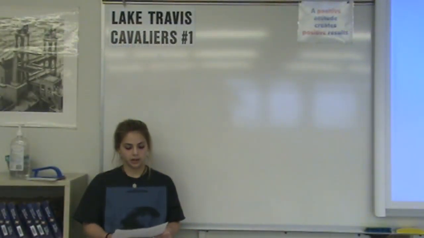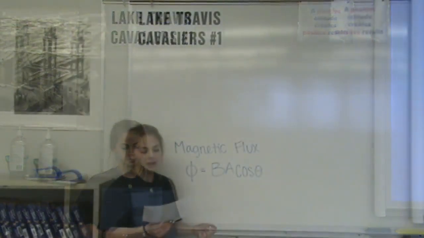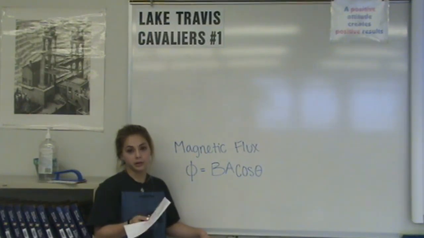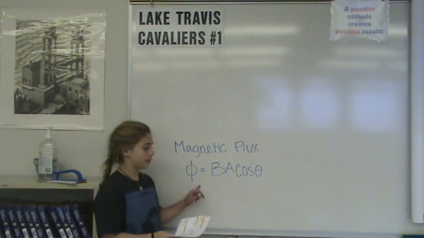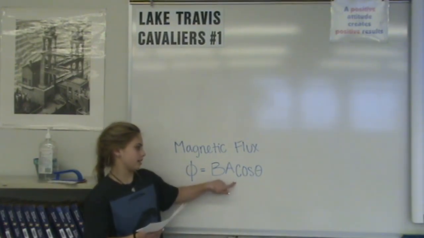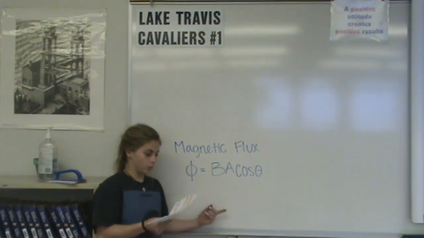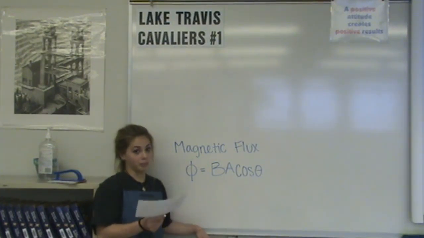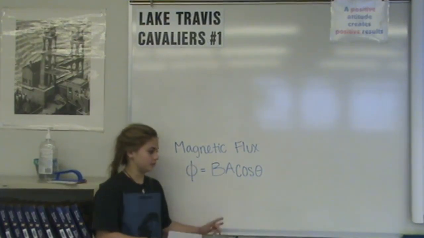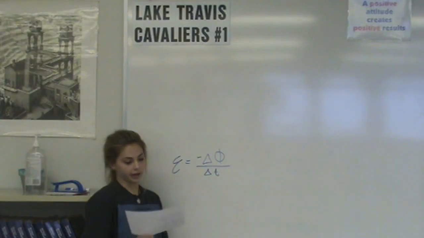Electromagnetic induction is any change in magnetic field through a closed loop of conductors creating a current. Magnetic flux is the amount of magnetic field going through a given area. In this equation, this is magnetic flux, this is magnetic field, and this is area. Cosine theta is the angle between B, the magnetic field, and the line drawn perpendicular to A, the area. Changing flux creates current by creating voltage.